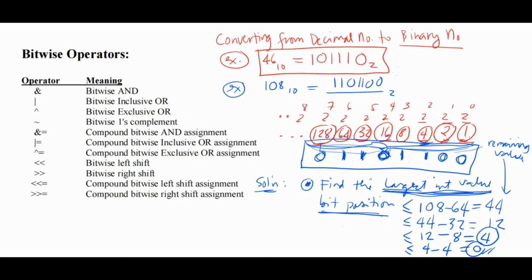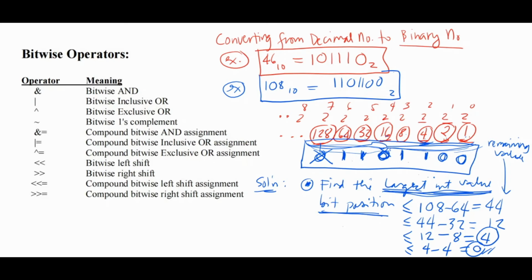So since the leftmost binary digit is 0, we can omit that one. So we don't have to put 0 here, okay? Because it is not a significant binary digit. So we can omit that. So decimal number 108 or base 10 is equal to binary number 1101100.